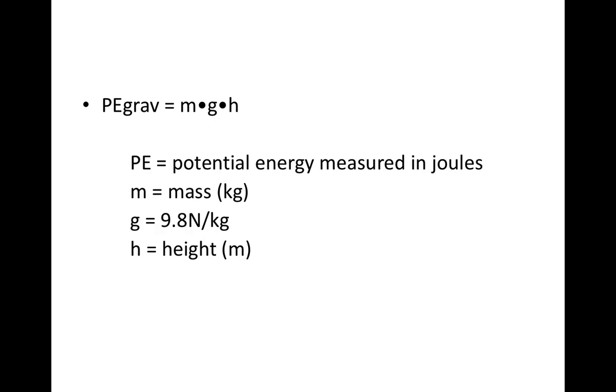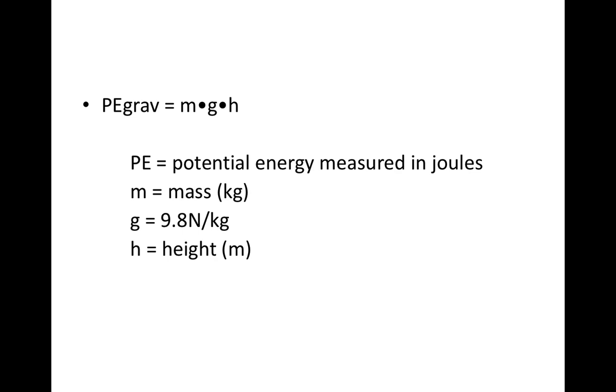The equation for gravitational potential energy is PE grav, which represents gravitational potential energy, equals mgh, where m is equal to the mass of the object measured in kilograms. g is a constant, 9.8 newtons per kilogram, and h is the height of the object in meters.